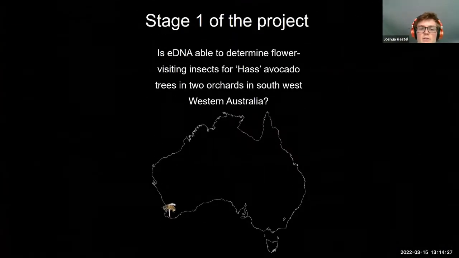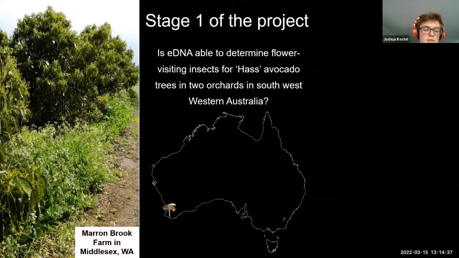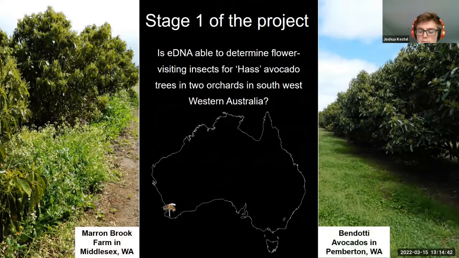So stage one of this project was asking that first fundamental question. Can we use environmental DNA to determine the flower visiting insects for avocado trees in the Southwest? We did this work in two orchards, Marronbrook Farm in Middlesex and Bendotti Avocados in Pemberton.